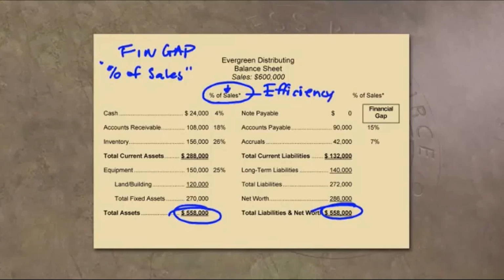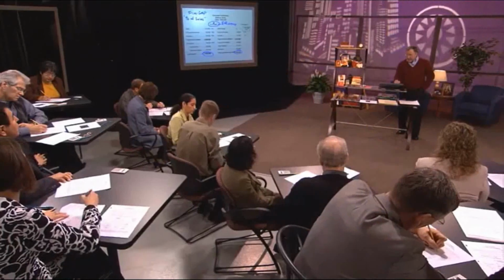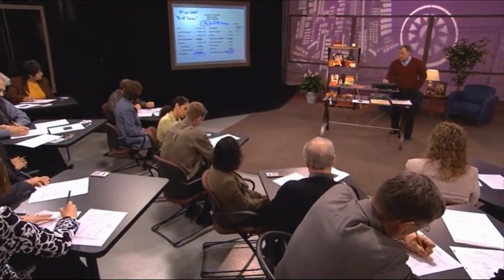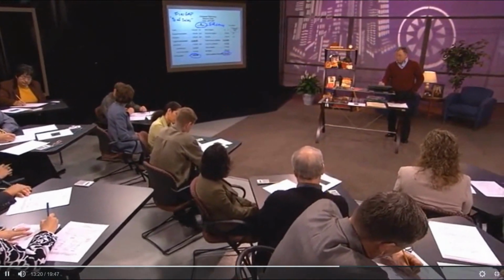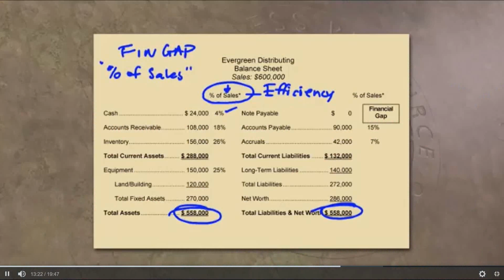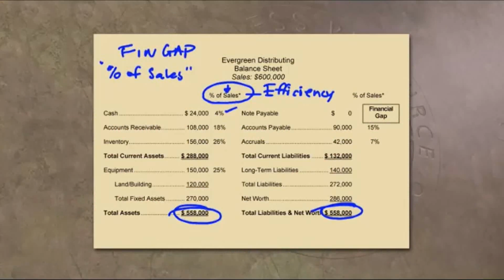Efficiency. Not efficiency of operation, that's over on the income statement, but efficiency of capital. How effectively are we using capital in this business? I've actually measured it. Cash of $24,000 is what percent of sales of 600? 4. Receivables of 108 is what percent of 600? 18. Inventory of 156 is what percent of sales of 600? 26. And equipment is 25.